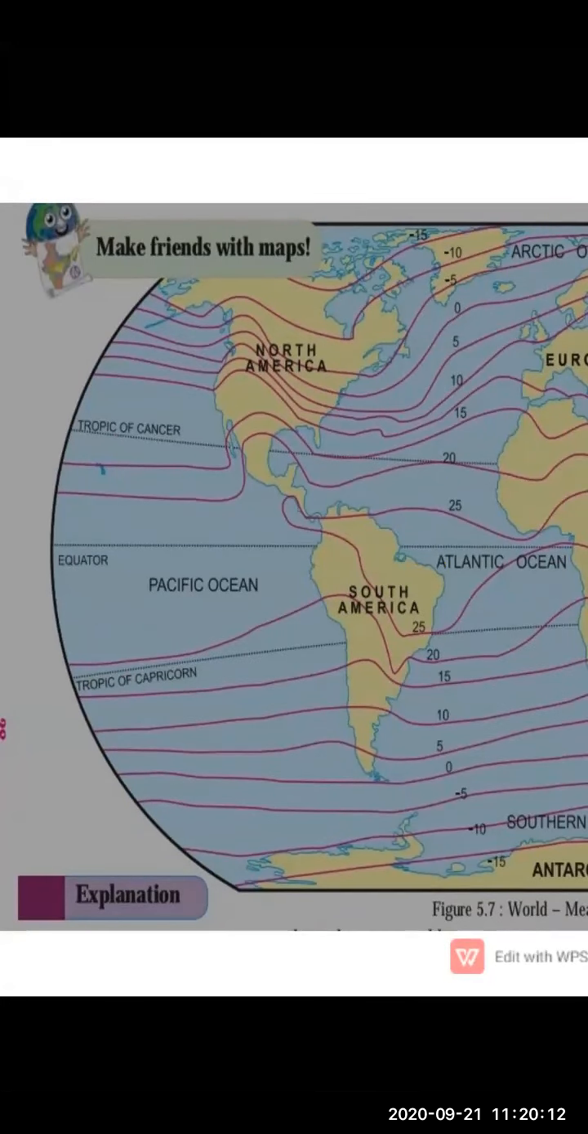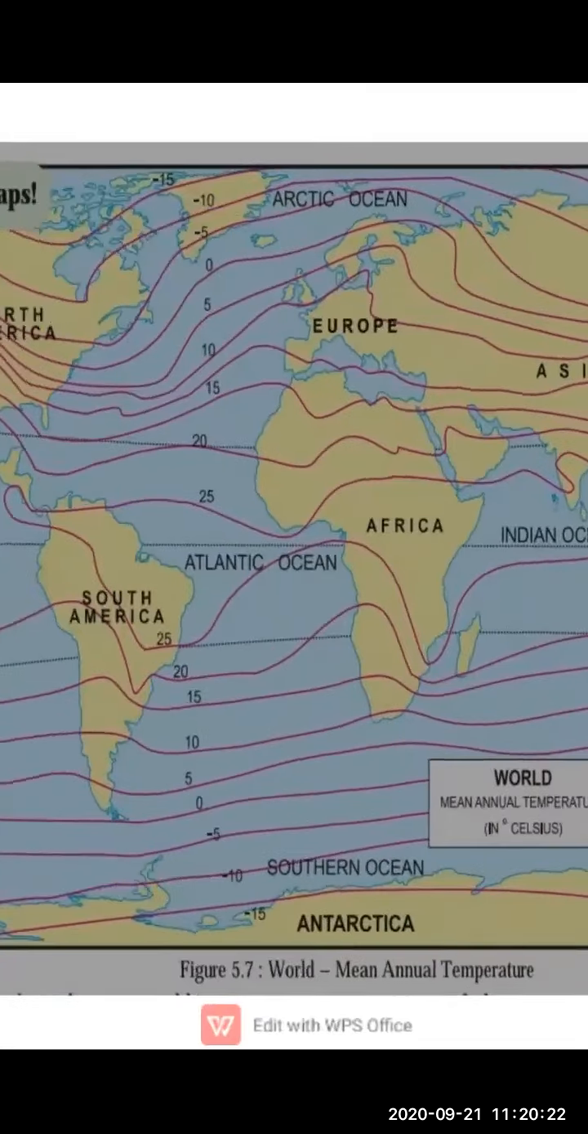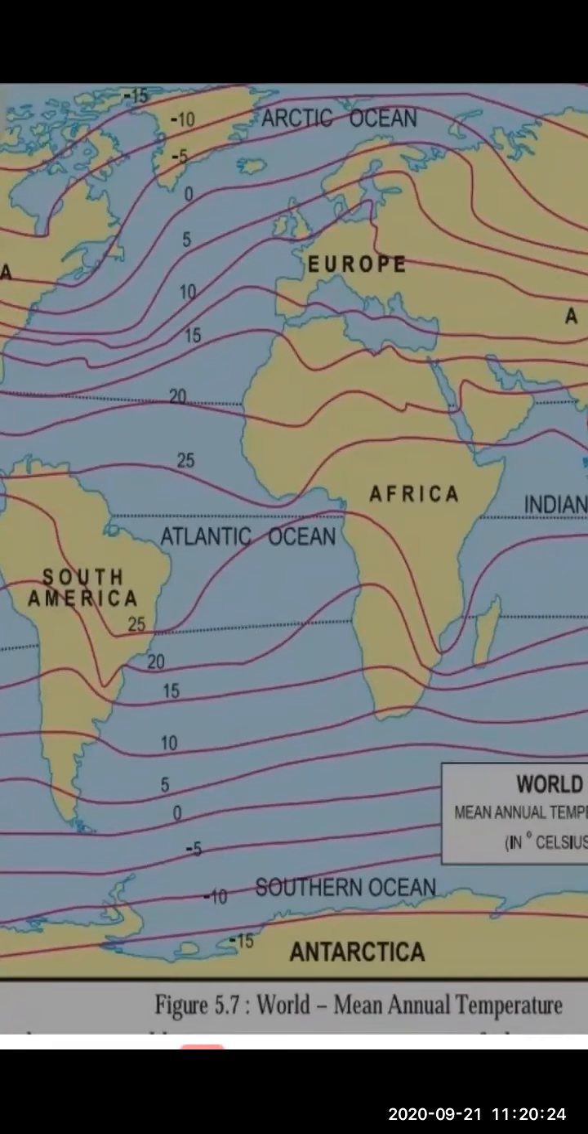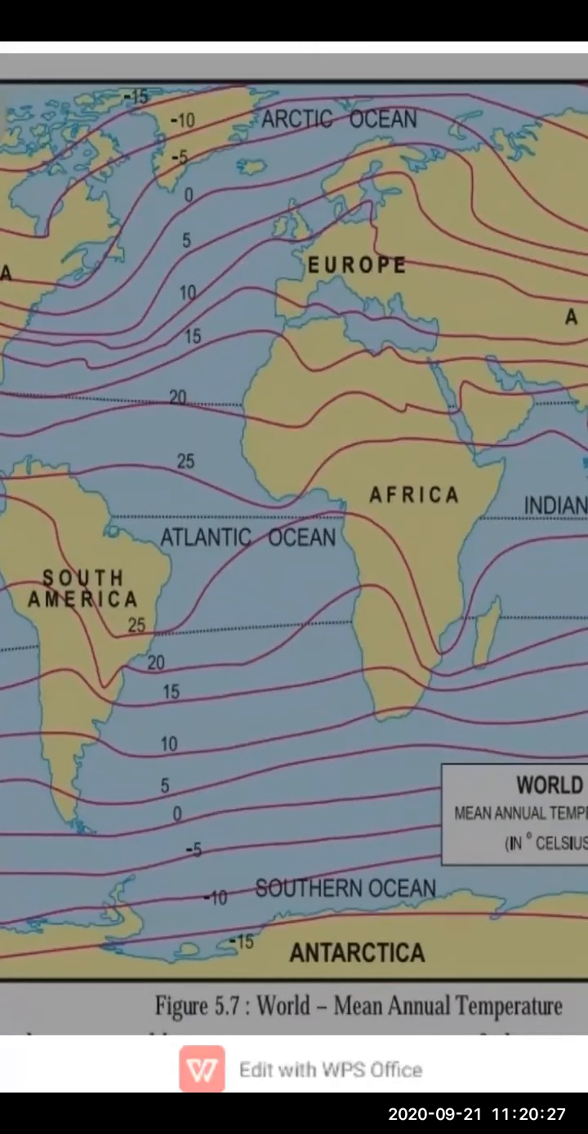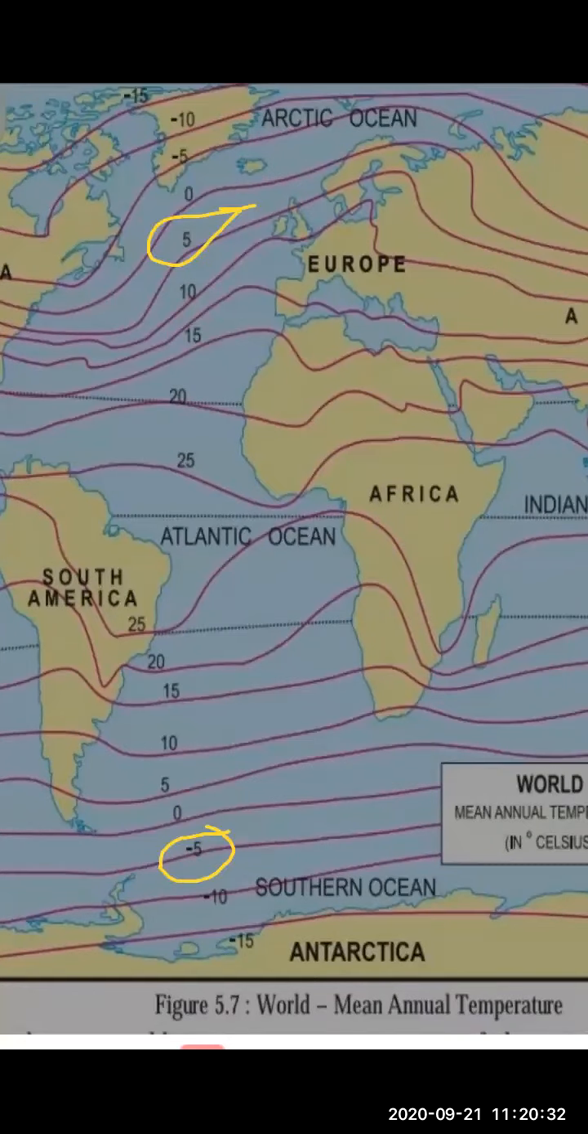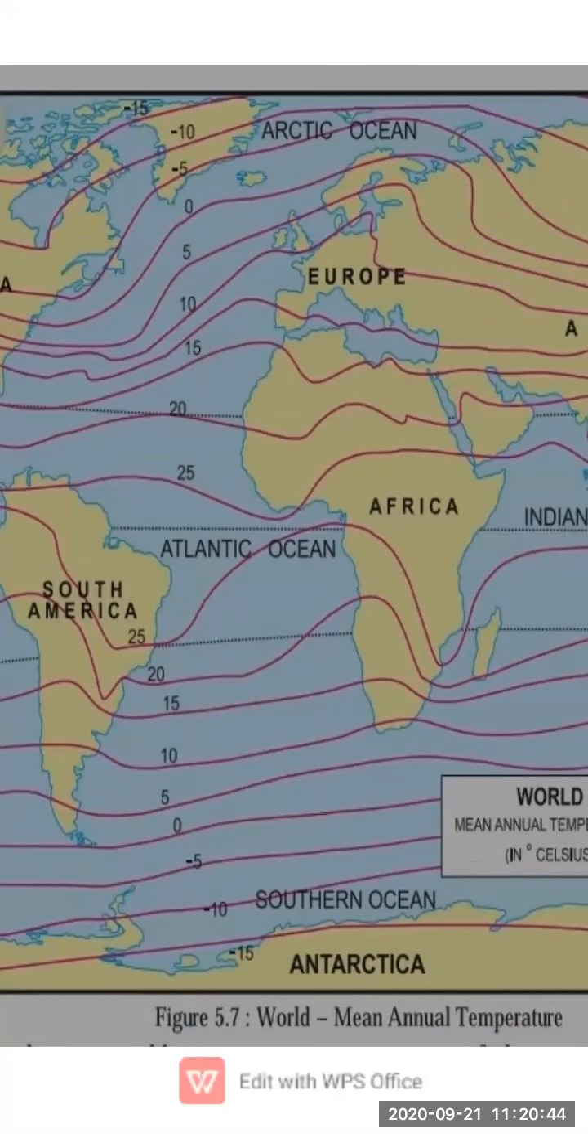Now, we will find two isotherms with the label of 0 degrees. Children, see here, we can find two isotherms with the label of 0 degrees. Yes or no? Here in this region, in the northern hemisphere as well as in the southern hemisphere, we can find the 0 degree, right? So let's study this in detail. We are going to observe this isotherm of 0 degrees Celsius.